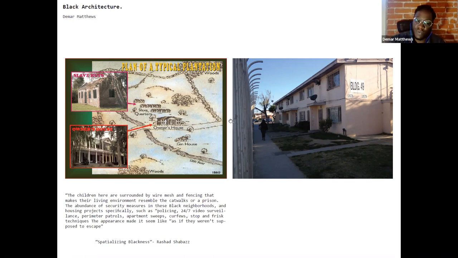So I'm going to read this quick excerpt from a book that was really important to my research called Spatializing Blackness. It goes: the children here are surrounded by wire mesh and fencing that makes their living environment resemble the catwalks of a prison. The abundance of security measures in these Black neighborhoods and housing projects specifically, such as policing, 24/7 video surveillance, perimeter patrols, apartment sweeps, curfews, and stop and frisk techniques, makes it seem as if they're not supposed to escape, that the built environment is doing that.